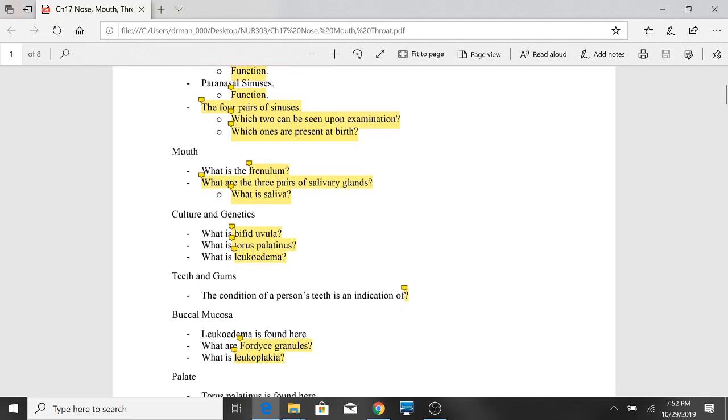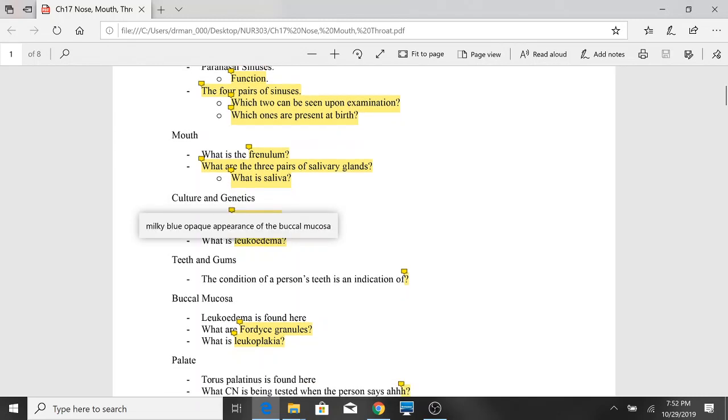Moving on to cultural and genetics, there are 3 things that I want to focus on here. You've got the bifid uvula. It's basically when the uvula in the back of the throat is split. Then you have the torus palatinus. It's on the hard palate in your mouth. It's got a rigid bone that runs straight through the middle of the hard palate. And then you've got leukoedema. It's a bluish, whitish, opaque color of the buccal mucosa.